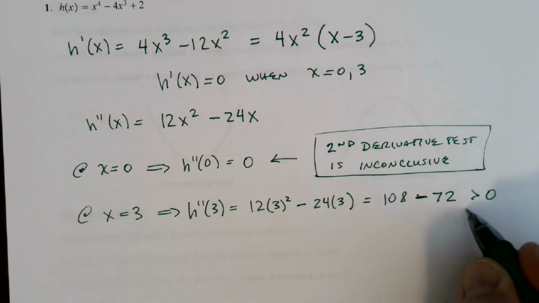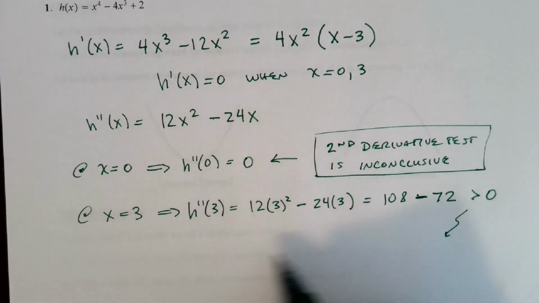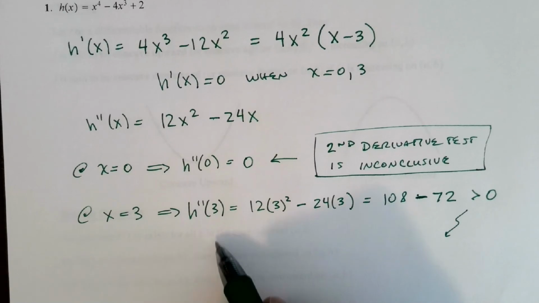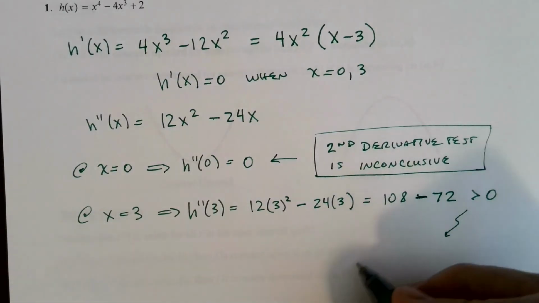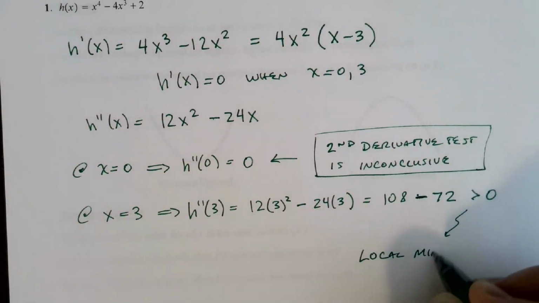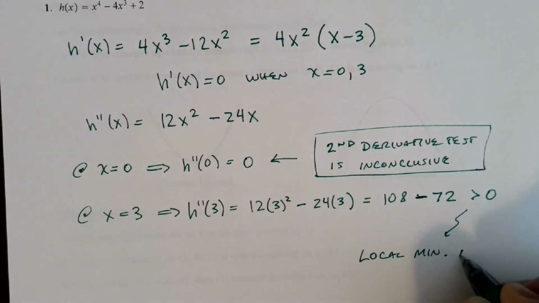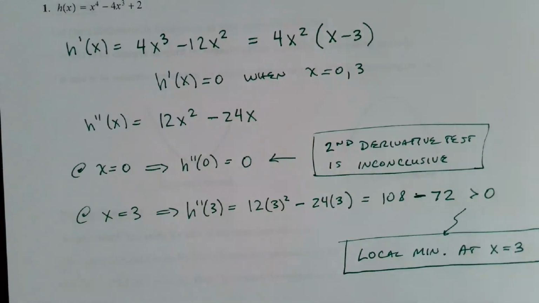And what does that mean? Think about when we're greater than 0. If the second derivative is greater than 0, we're concave up. So what's happening at x equal 3 where the derivative is 0? We have a local min. So that's how we can apply the second derivative test.